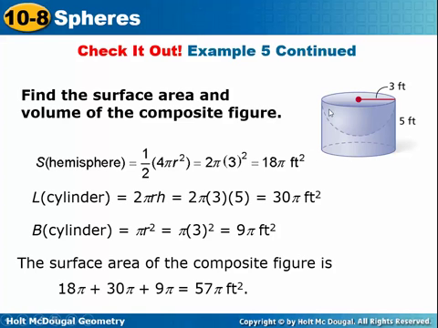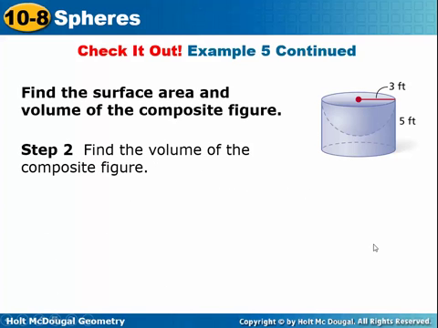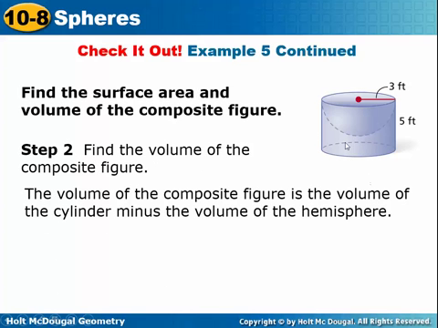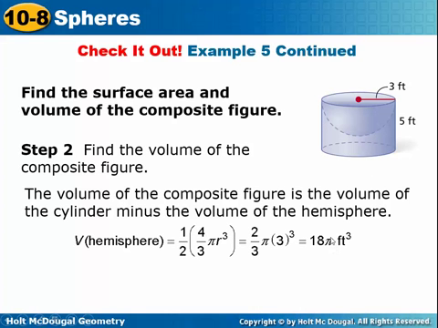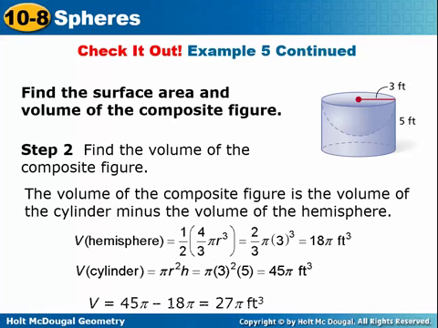So for surface area, even if something's being cut out, you have to include that area of where it's been cut out. Volume, though, we will be subtracting because we've got this cylinder and then we took out a big chunk of it. So in this one, we would subtract. First, we'd find the volume of the hemisphere. Then we'd find the volume of the cylinder. And then we would take the volume of the cylinder minus the volume of the hemisphere to get 27 pi cubic feet.